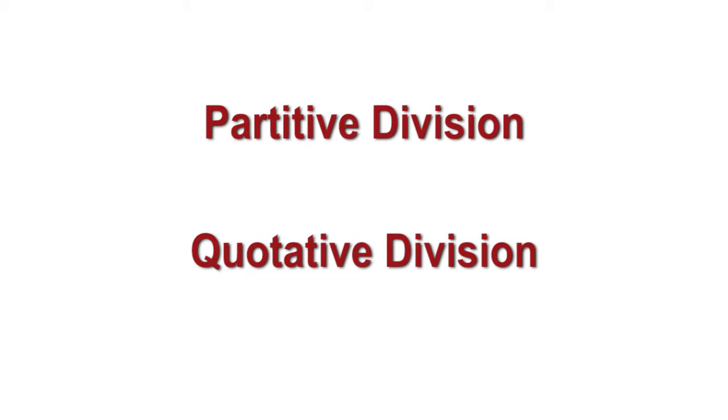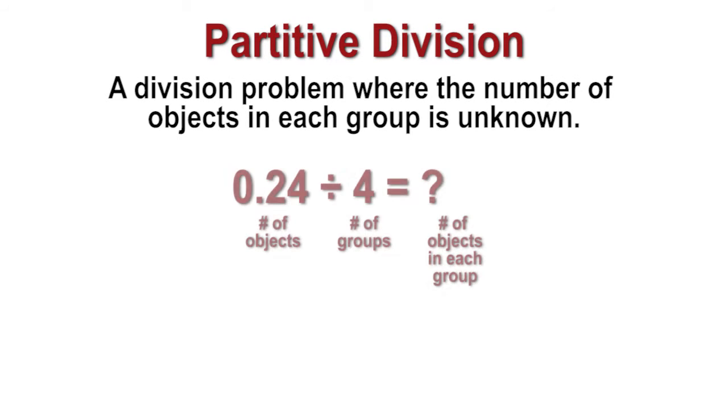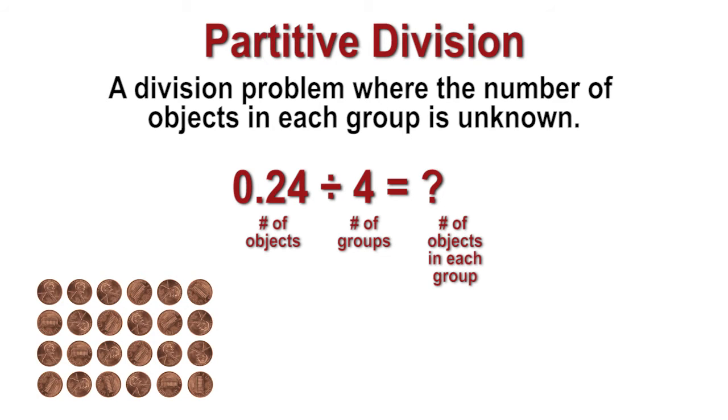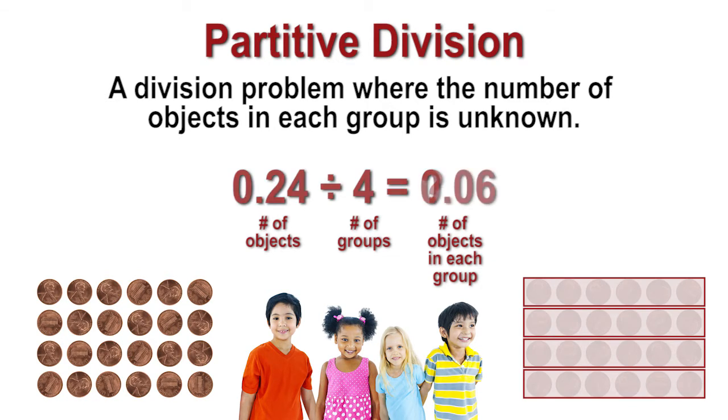The last concept we are going to cover is partitive and quotative division. They are more than just a tongue twister. Partitive is when the divisor represents the number of groups. 24 hundredths divided by 4, the 24 hundredths represents the total, and the 4 represents the number of groups. Students then see 24 hundredths is being partitioned into 4 groups. We then can see that there are 6 hundredths in each group.